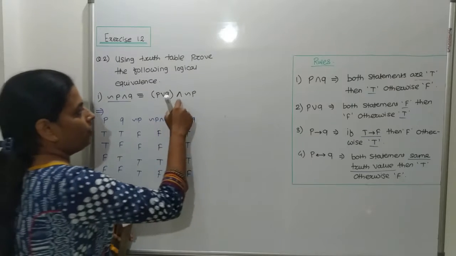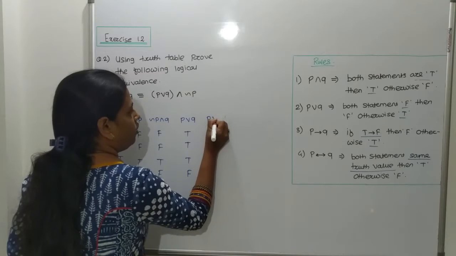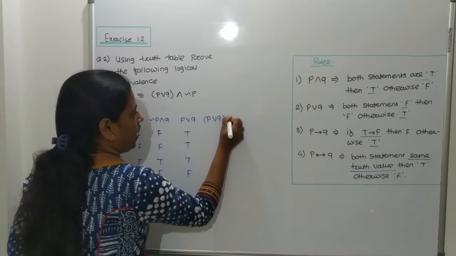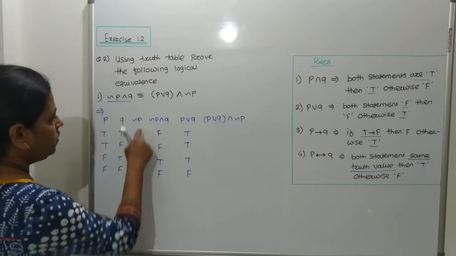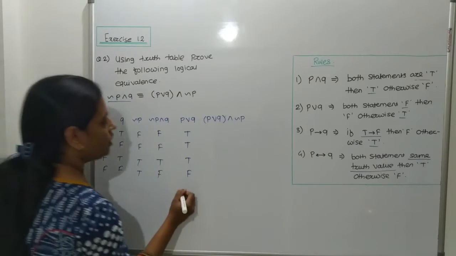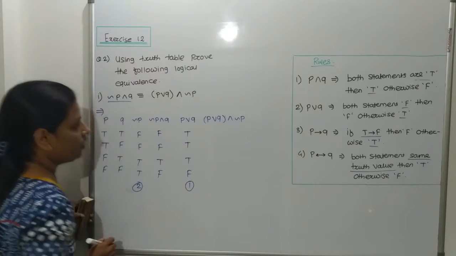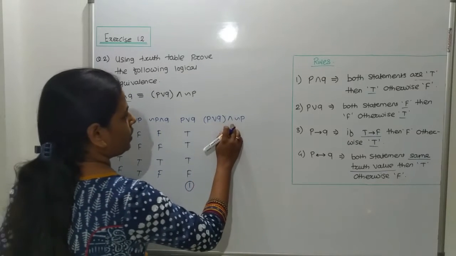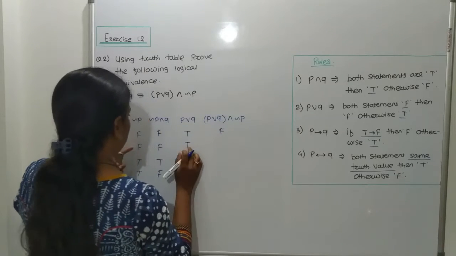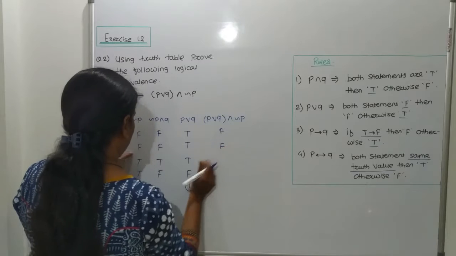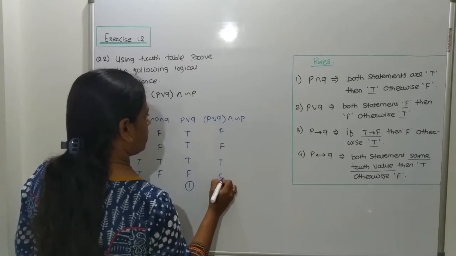Clear? Now we have to perform the AND operation with this one. We have to know the value of P or Q and also the value of not P, which we have already calculated. So we consider this one as first and this one as second, and perform the AND operation. So check: false, true, false; false, true, false; true, true, true; true, false, false.